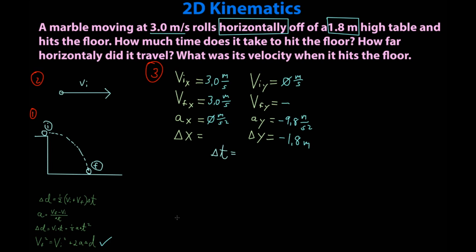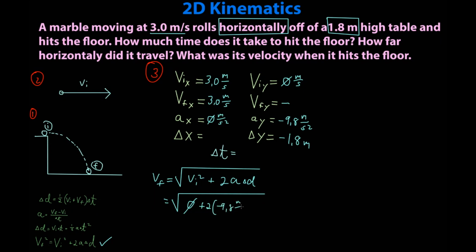So let's use this one, because the only thing missing is VF. I will rearrange that: VF equals the square root of VI squared plus 2a delta d. This first part's 0, plus 2 times acceleration, negative 9.8 meters per second squared, times delta d, which is negative 1.8 meters. These two negatives will cancel, which is good because I'm under a radical. And I will get positive negative 4.2 meters per second.